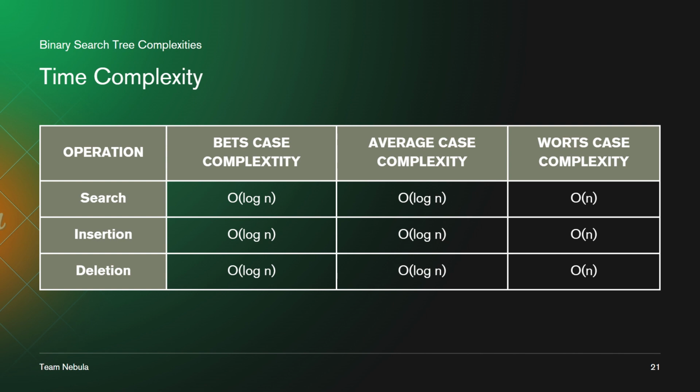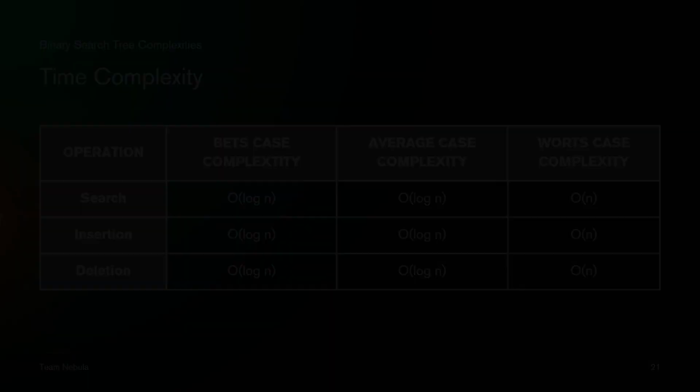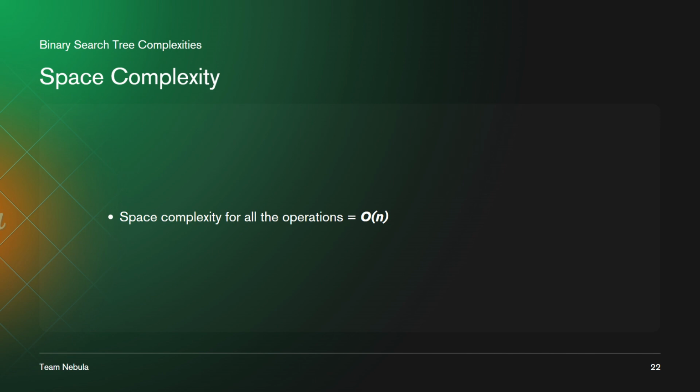However, in the worst-case scenario, where the data is highly unbalanced or skewed, the time complexity of these operations becomes linear, denoted as O(n). This signifies that the operations may become less efficient when the data is organized in a way that maximizes the height of the structure, leading to a linear increase in the number of comparisons or movements required. Here, n is the number of nodes in the tree. Space complexity. The space complexity for all the operations is O(n).